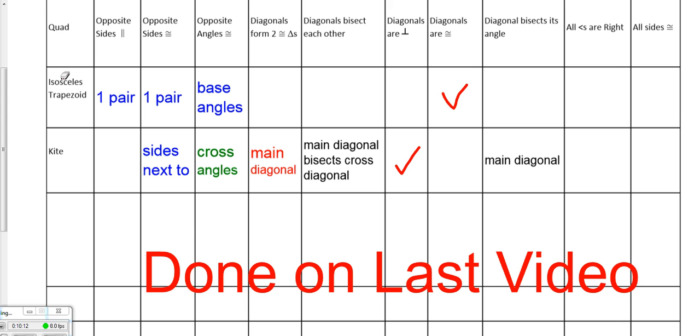Isosceles trapezoid, sorry. About kites, none of the sides are going to be parallel, so leave that one empty. Opposite sides being congruent, it's only the sides that are next to each other, so the consecutive sides. It's not the opposite sides, it's the sides next to each other. Opposite angles are congruent, only those cross angles. Just two angles are congruent to each other.